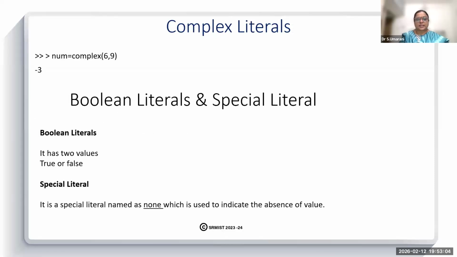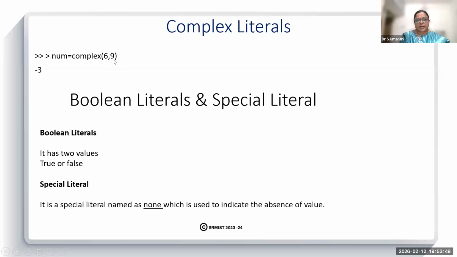Then complex literal means a number equal to a complex number, so that means x plus yj, like that. Whenever you are specifying a complex number, it has three values: one is real, another is imaginary, and another is equal. If you are using a quadratic equation, and you want to get the three types of result, you go for the complex number. The complex number is defined like that.